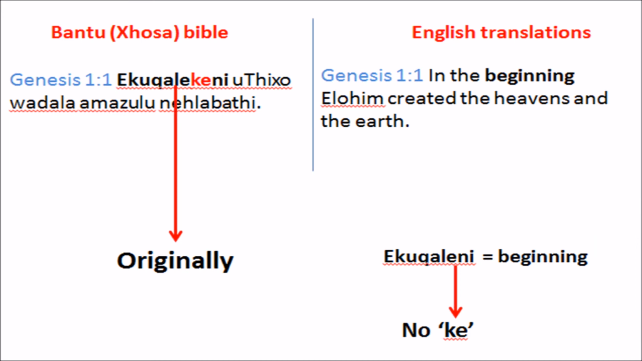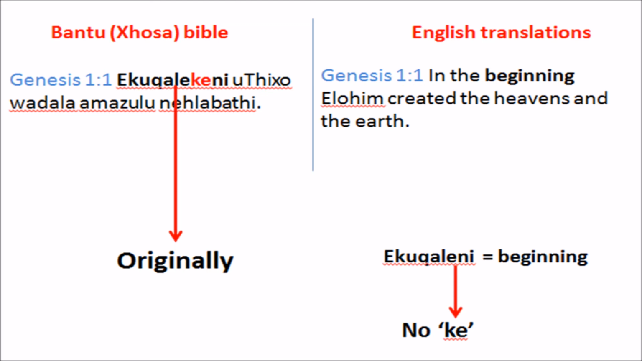In Genesis, let's start with Genesis. Okay, let me pull it up just now. Here, in Genesis, it says, "Ekuqalekeni Thixo wadala amazulu nomhlaba," which means in the beginning. Okay, that's what the English translation is now. In the beginning. So now, whoever is translating is looking at the Xhosa scrolls. Now let's look at a hypothesis that the person probably was looking at the Xhosa first and then translating to English.